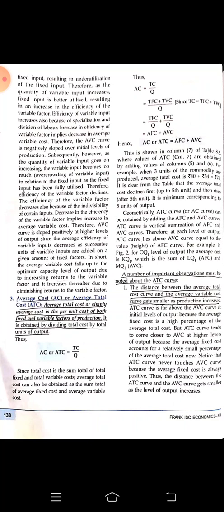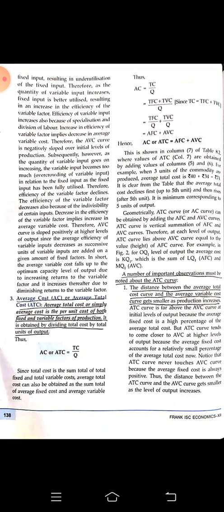So there are a few assumptions or observations. First observation is the distance between the average total cost curve and the average variable cost curve gets smaller as production increases. I told you this already. Number 2 says that the average total cost curve is U-shaped, indicating that the average total cost falls initially, reaches its minimum point, and then starts rising. Remember that the level of output at which average cost is minimum is known as the optimum point of production.